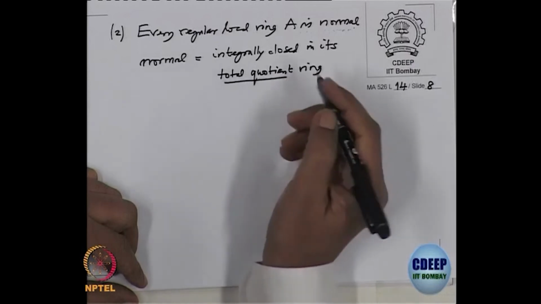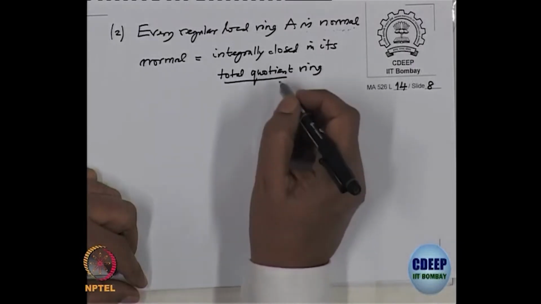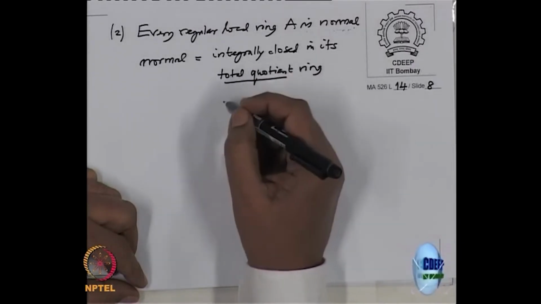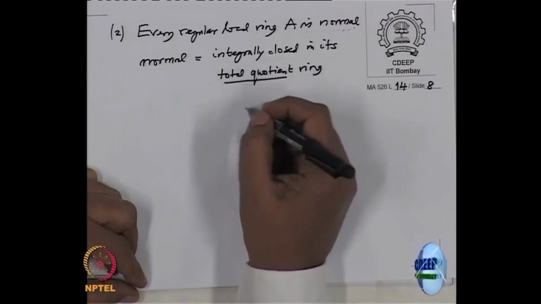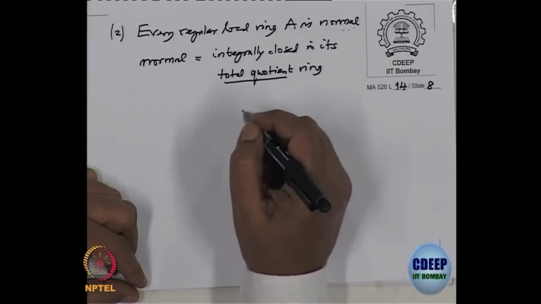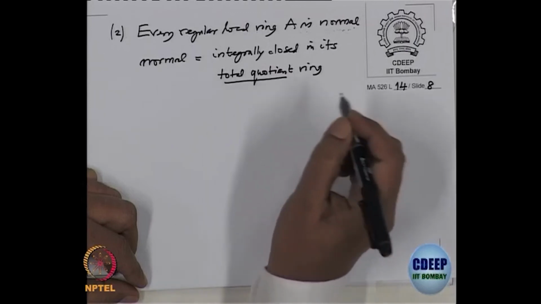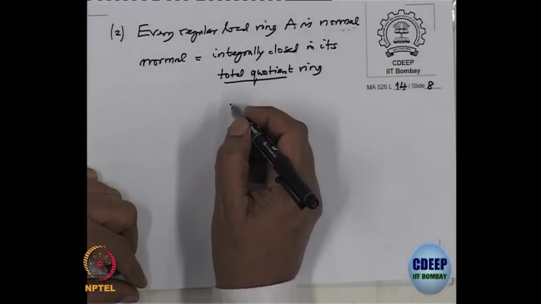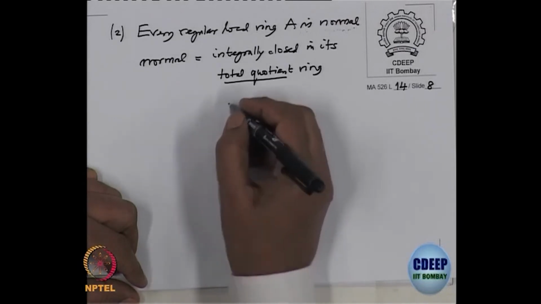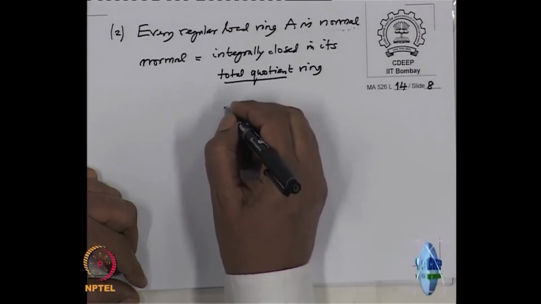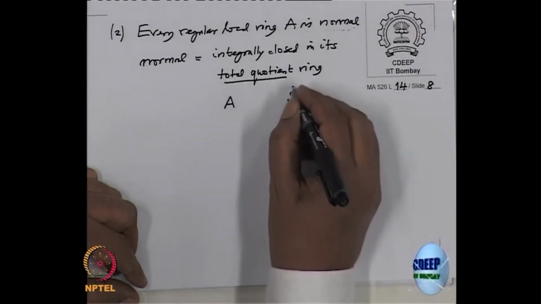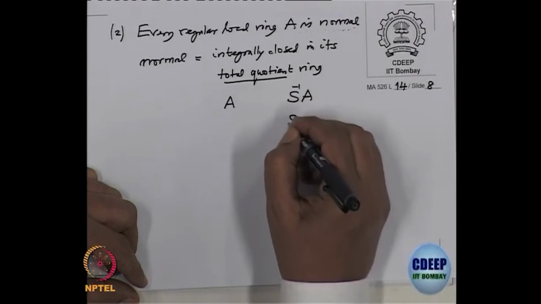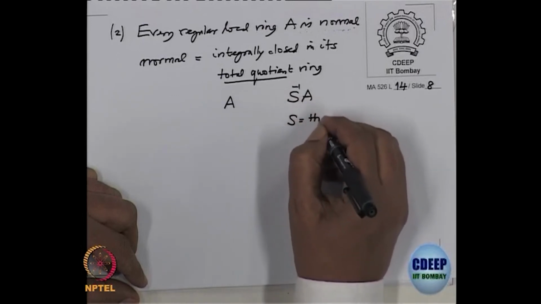The total quotient ring is precisely this: you take the minimal primes, take the union of them, and then invert all of the elements outside. Or the other way to look at it is take the non-zero divisors and invert all of them. So, pass from A to S inverse A, where S is the set of non-zero divisors.